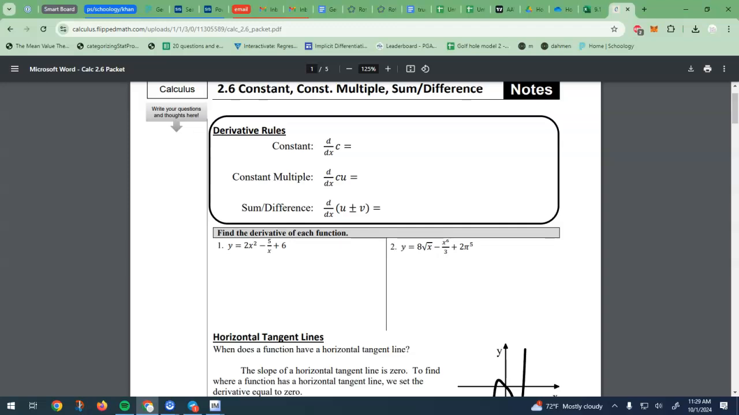Same idea for c times x. So this is like y equals 4x or y equals 12x. Remember, we're trying to find the derivative, which is the slope. So that's just in slope-intercept form, right? What's the slope of this one? 4. What's the slope of this one? 12. So the derivative of k times x is k. That's how I would get that.